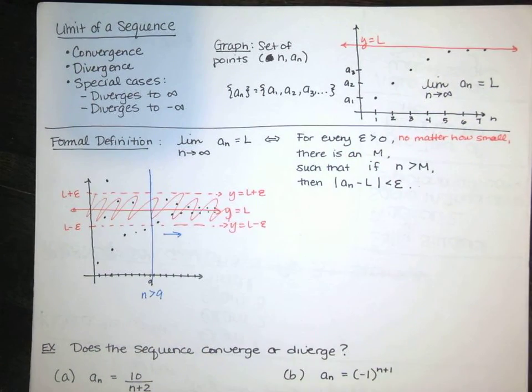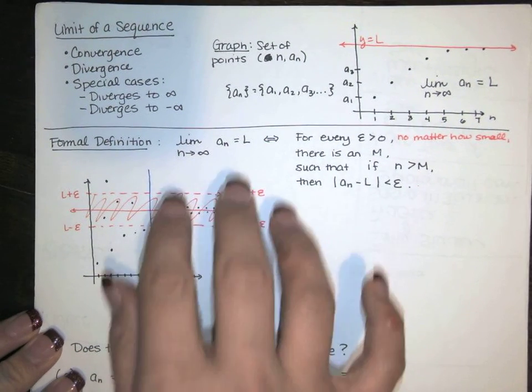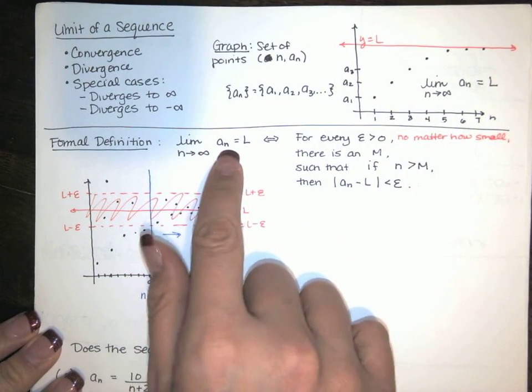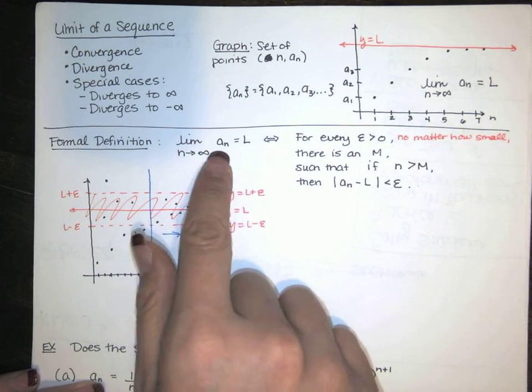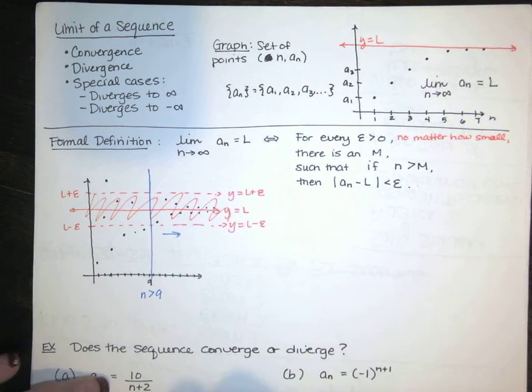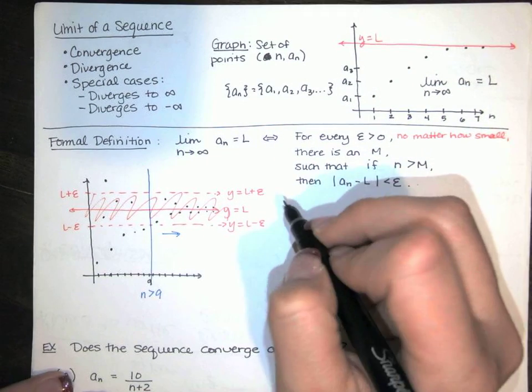So that's the formal definition. We're not going to use that, but I just wanted you to see it at least once. That's what we mean. As n goes to infinity, a sub n is approaching L, or equals L. The limit of a sub n is equal to L if this is true. Intuitively, we usually use this definition.